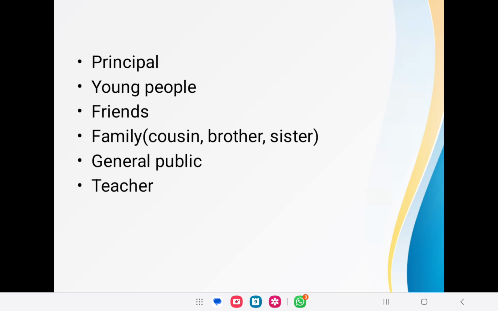If you are writing a report, an email, or a formal letter, your principal is your audience. If you are writing a magazine article, sometimes young people are your audience, sometimes the general public. If you are writing an informal letter, your friends and family are your audience. And if you are writing an email, you can write it to your teacher, your principal, your colleague, any person you choose.